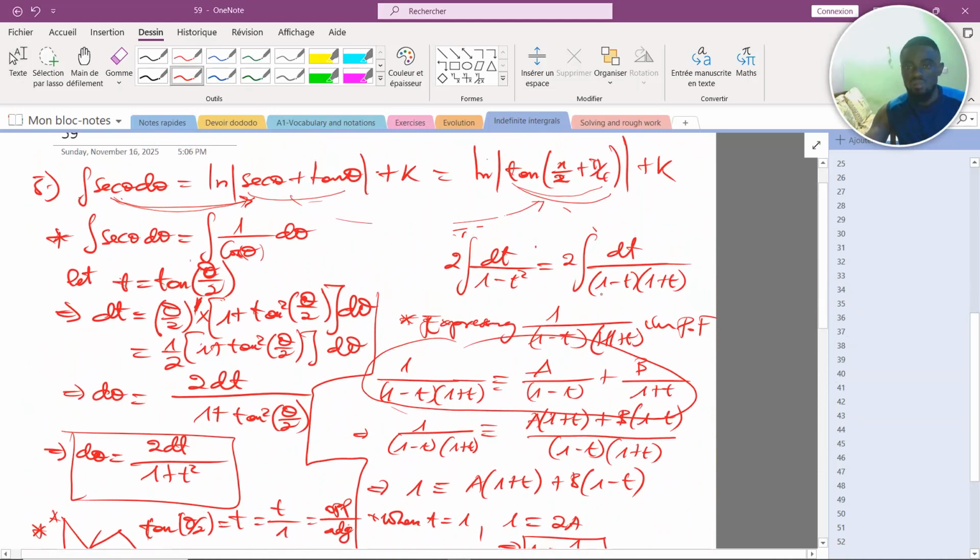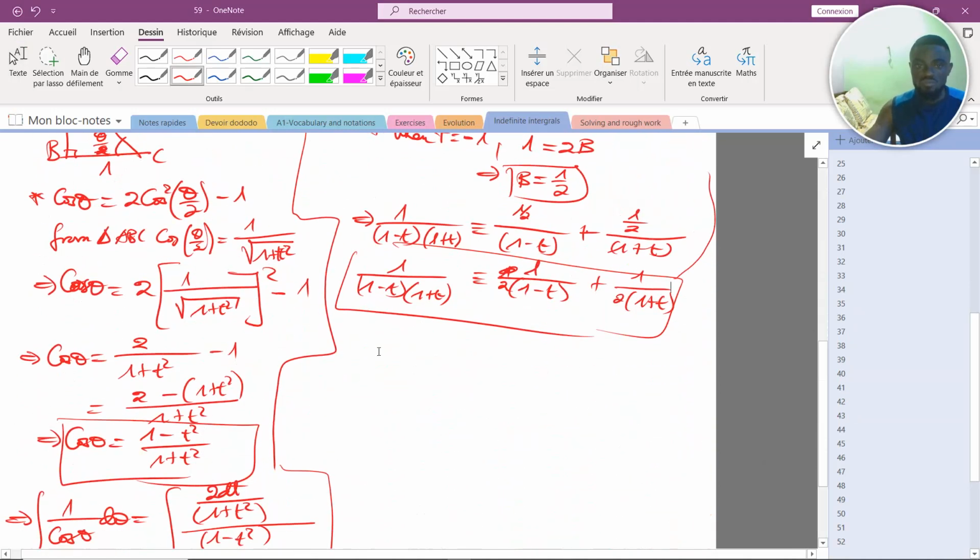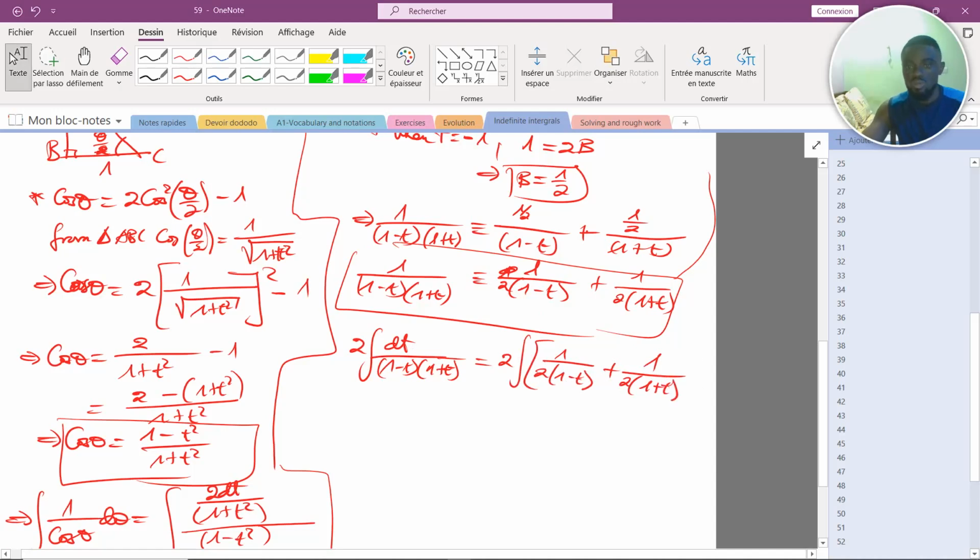So we have found already this in partial fraction. Let's substitute it here. So we are going to have 2 integral of dt on 1 minus t into 1 plus t equals 2 integral of, I'll copy all of this and replace it here. So this will give 1 on 2 into 1 minus t plus 1 on 2 into 1 plus t. You get what I'm saying? Times dt. Okay.